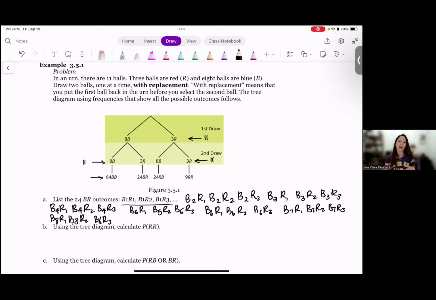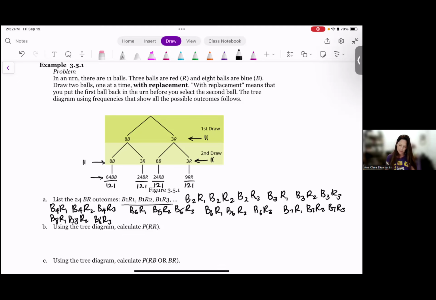So there are 64 out of how many total? Well, how many options are there? There's 64 plus 24 blue-red plus 24 red-blue plus 9 red-red. That's 121, which is 11 times 11. So there's 64 out of 121, 24 out of 121, 24 out of 121, and 9 out of 121 to turn those into relative frequencies.